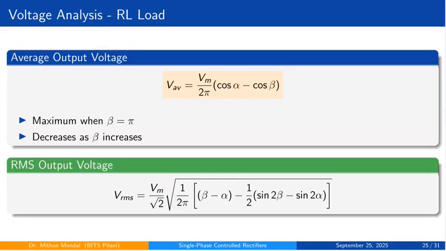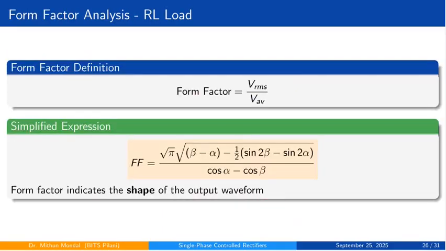Again, the average output voltage, if you want to estimate, will be given by this formula: Vm by 2 pi times (cos alpha minus cos beta). The maximum value occurs at beta equal to pi and decreases as beta increases. The RMS voltage, if you want to calculate, we can calculate by these expressions, which depend upon the values of alpha, beta and the maximum value of the voltage. Similar to the previous one, we can calculate the form factor, which is RMS voltage by average voltage, and this is the simplified expression that we will get.